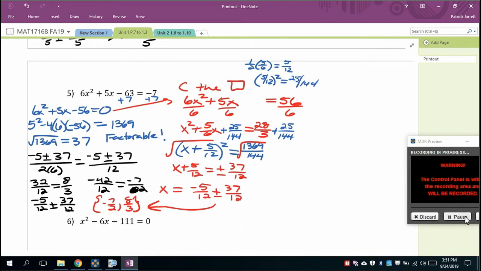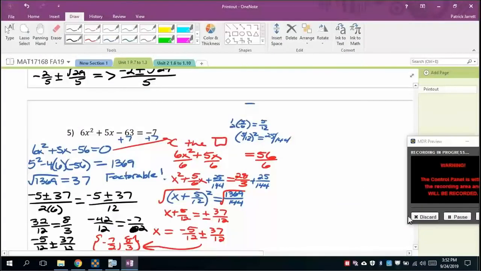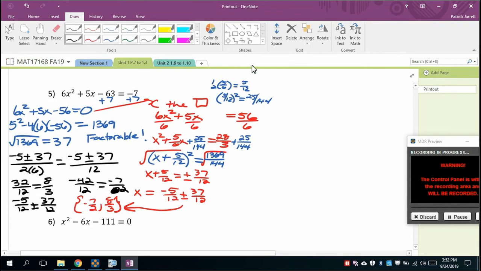Pretty neat. We're now going to solve this with factoring. And if I gave you something this big, I probably wouldn't have you factor it anyway. 6x squared plus 5x minus 56 equals 0. I need two numbers that have a sum of 5 and a product of whatever 6 times negative 56 is. And the product is going to be negative 336.